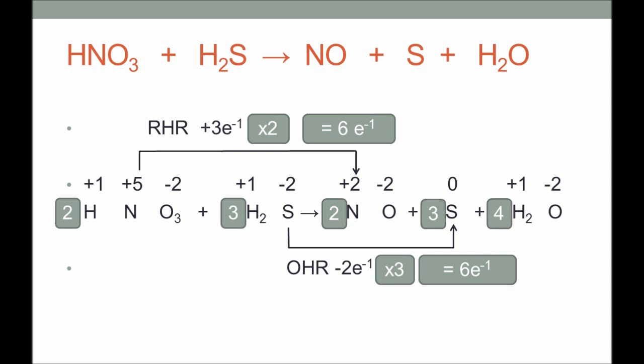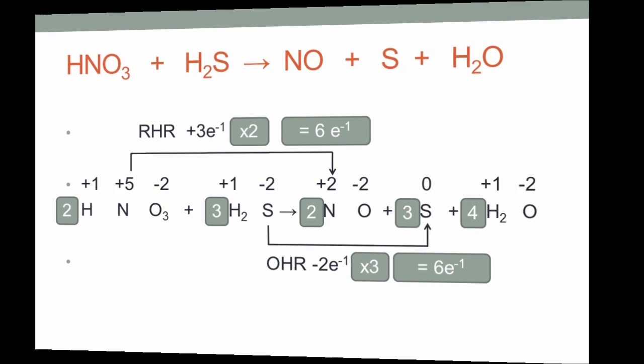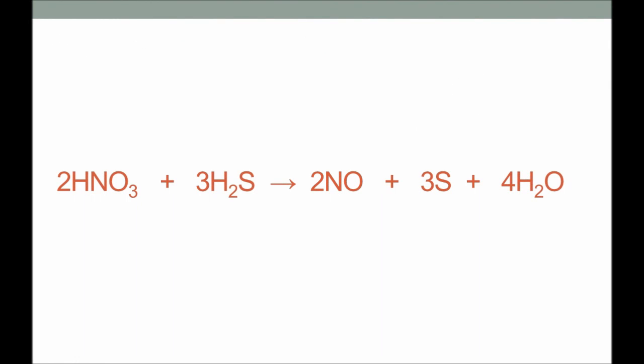So if you have 8 hydrogens on the left, a coefficient of 4 should make it 8 hydrogens on the right side. If you count the oxygen atoms on the right, you now have 4 oxygen atoms in water and 2 oxygen atoms in nitric oxide, which makes it 6. Look at the coefficient of HNO3. 3 times 2 makes 6 oxygens on the left, so your equation is balanced. This is the complete balanced equation.